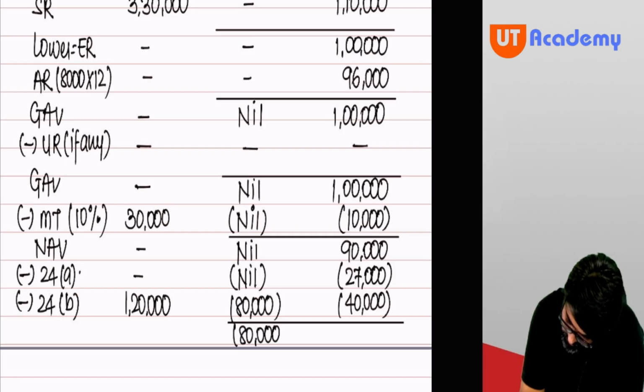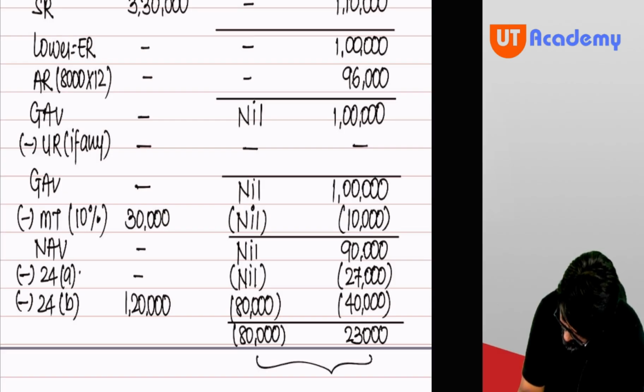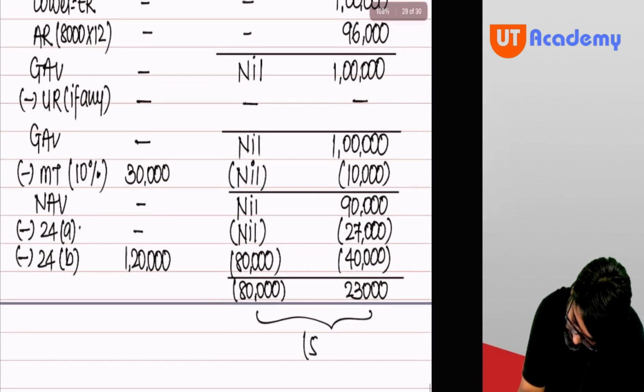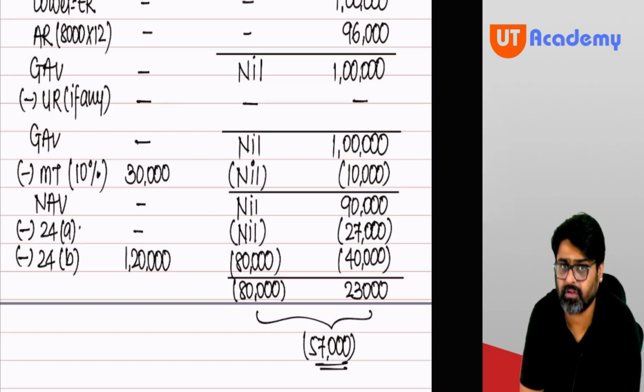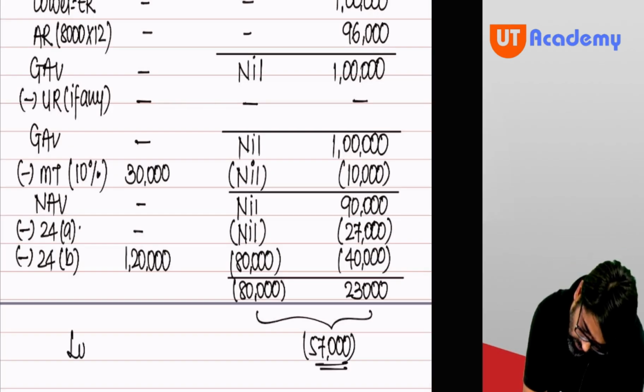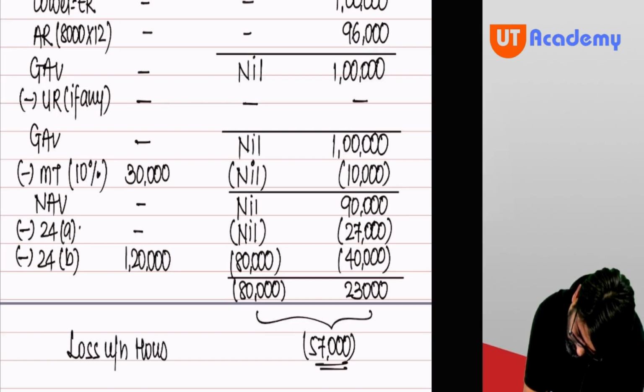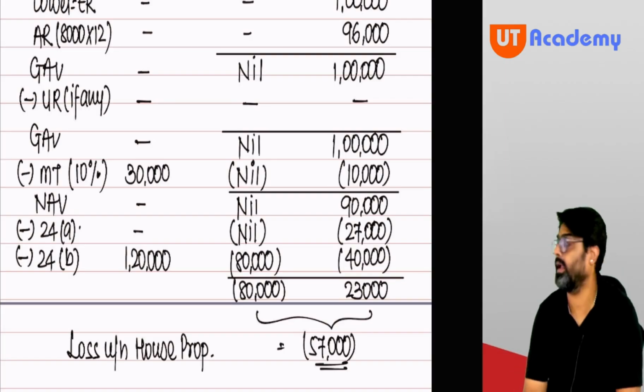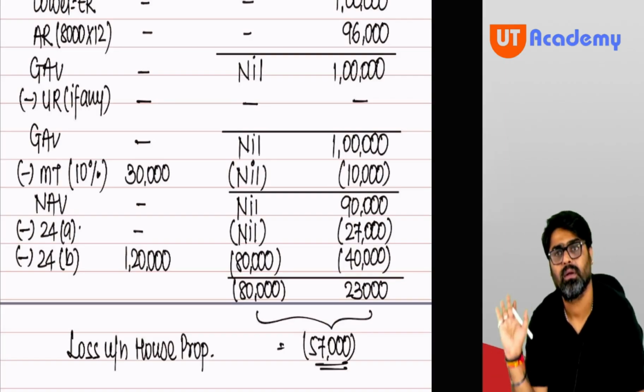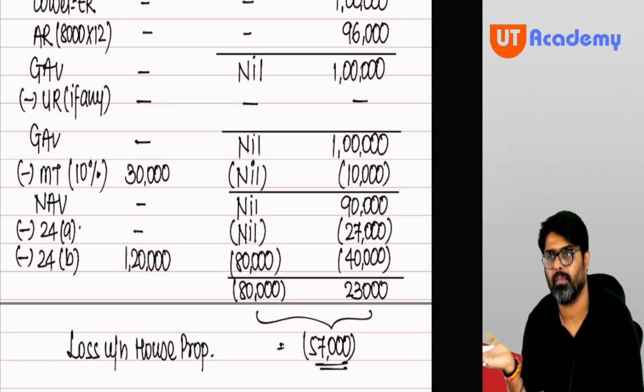Negative 80,000 and here it will be 23,000. Can you add both of them? Negative 57,000. This will be loss under the head house property. This is the loss under the head house property. Difficult question or easy? No, made easy.